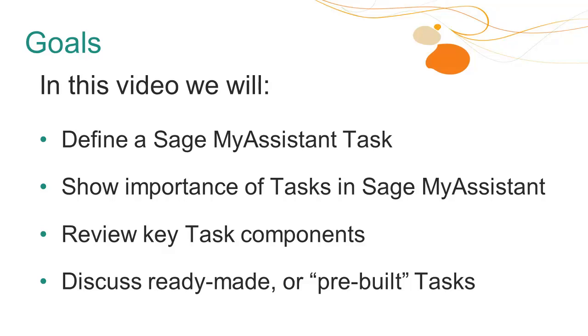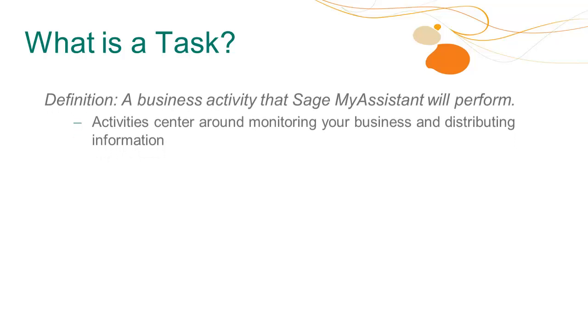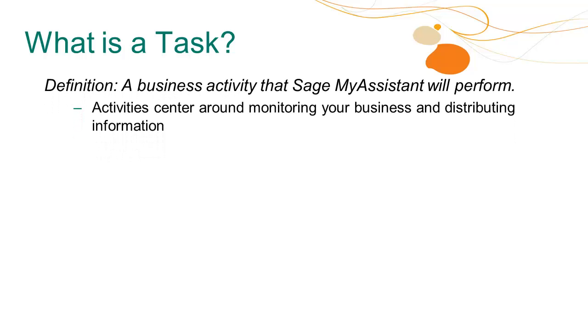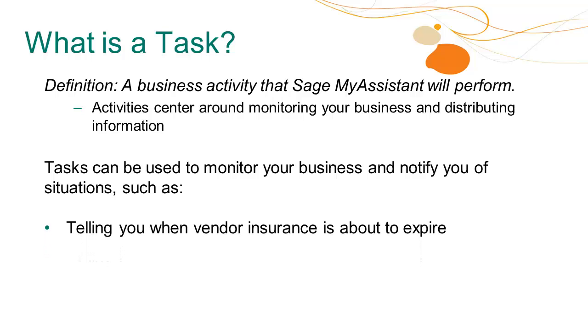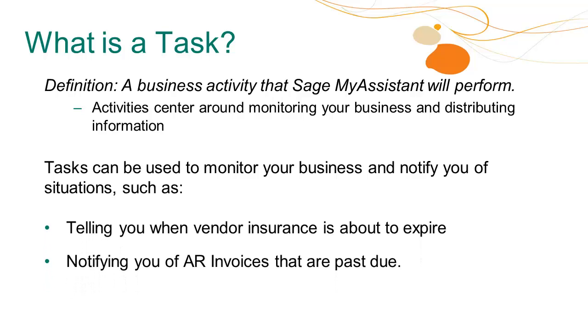But let's start with the basics and begin with what a task is. We define a task in Sage MyAssistant as some activity to be performed by the software, primarily activities that focus on monitoring and information distribution. Some of the things MyAssistant can monitor through tasks and then notify you of include situations where vendor insurance is about to expire or when AR invoices are past due.